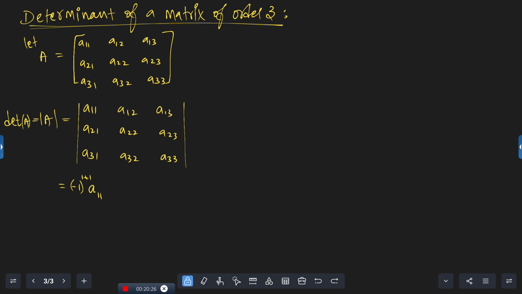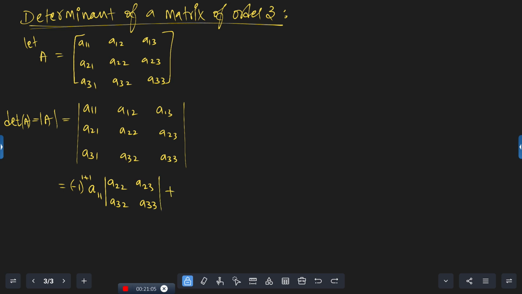So if you are taking A11, that row and column you have to strike out. What remains forms one 2 by 2 matrix: A22, A23, A32, A33. All those things you have to write after A11, so the determinant of this, everything you have to write. Okay, determinant closed.